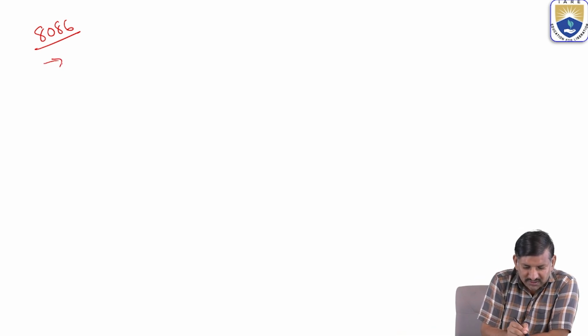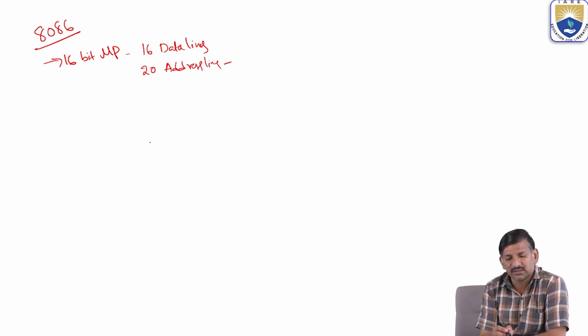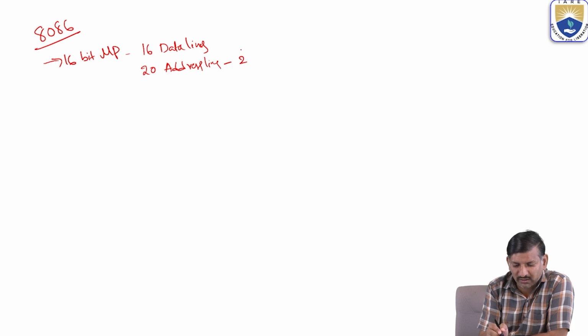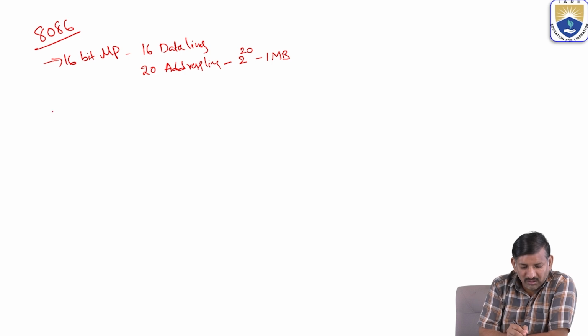So first see the features. It is a 16-bit microprocessor. It contains 16 data lines and 20 address lines. So since it contains 20 address lines, it providing 2 power 20 addresses, means it interfaces up to 1 megabyte memory.